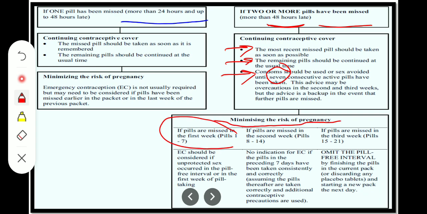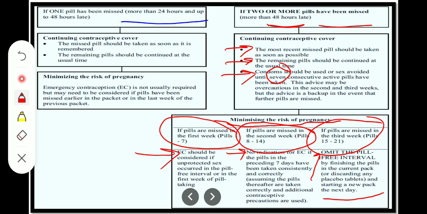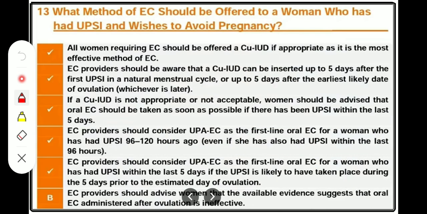Okay. Now, in order to minimize the risk of pregnancy, if pills are missed in the first week, emergency contraception should be considered. If pills are missed in days 8 to 14, meaning in the second week, then there is no need to take emergency contraception if the pills in the previous 7 days have been taken consistently. And if 2 pills are missed in the last week, we will ask the patient to omit the pill-free interval, meaning after taking 21 days of COCP tablets, she has to take another tablet straight away and discard the placebo tablets.